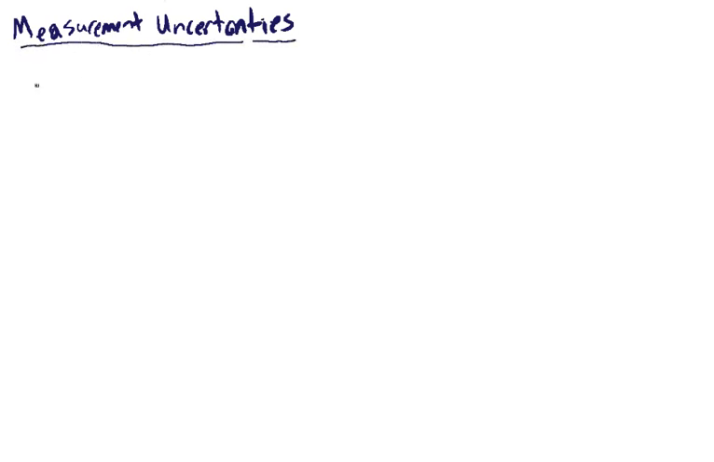All right, so we're going to talk a little bit about measurement uncertainties. So this is our uncertainties when we actually take measurements. The two main things we have to worry about with measurement uncertainties are digital measurements and just regular old analog type measurements. So we'll talk about digital ones first.